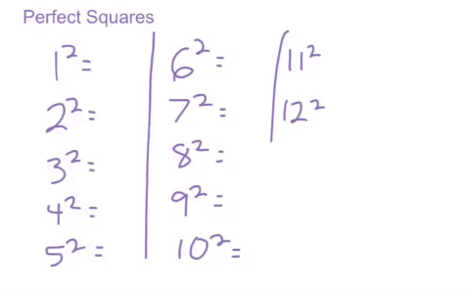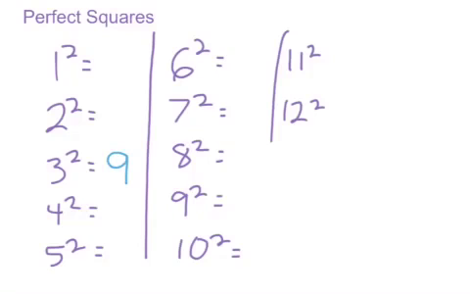For example, a perfect square is 9, because 3 squared, or 3 times 3, is 9. 10 is not a perfect square because there's no number that if you multiply it by itself will give you 10. Now we need to list out all the perfect squares.